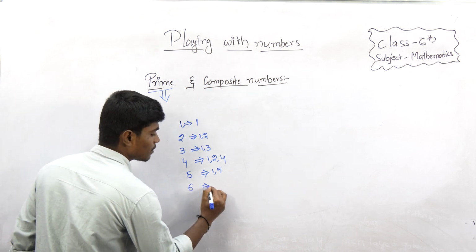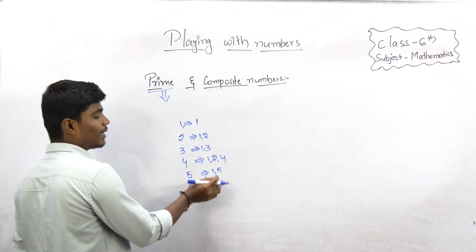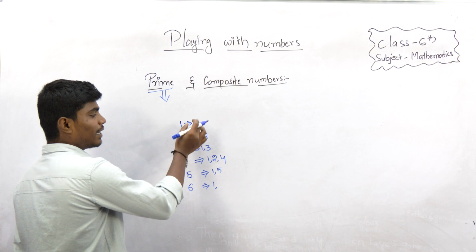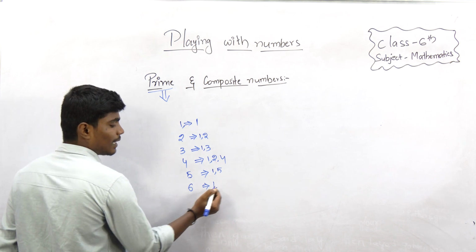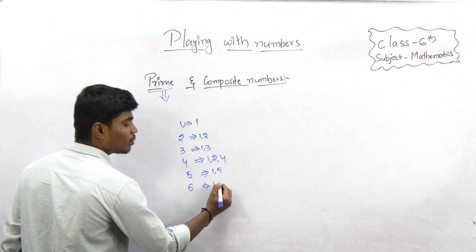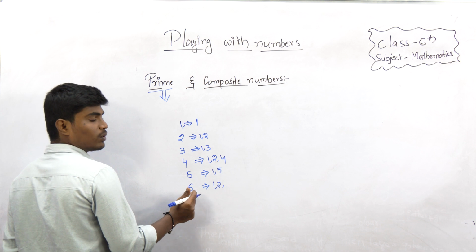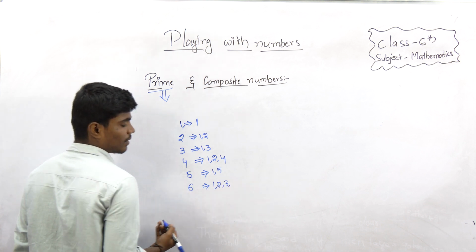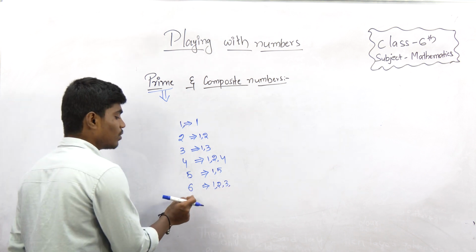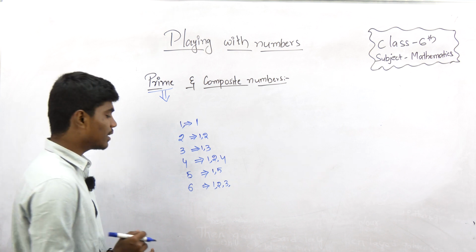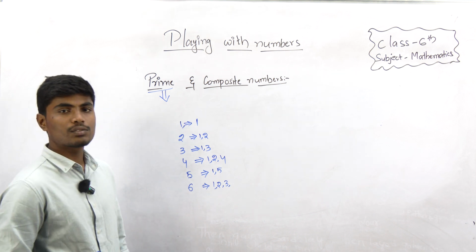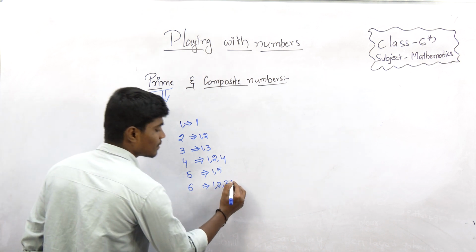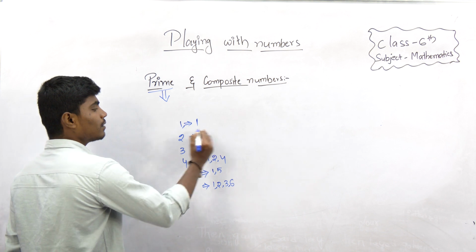If we take 6, 1 is the smallest factor. 1 is common for every number. Next, 2 threes are 6, so 2 is also a factor. 3 twos are 6, so 3 is also a factor. In the 4 table, 4 does not divide 6, so 4 is not a factor. 5 does not divide 6, so 5 is also not a factor.